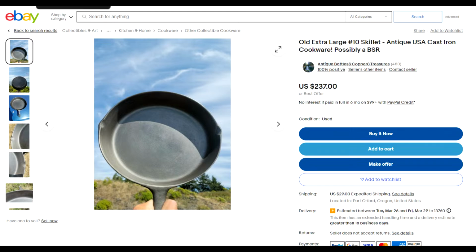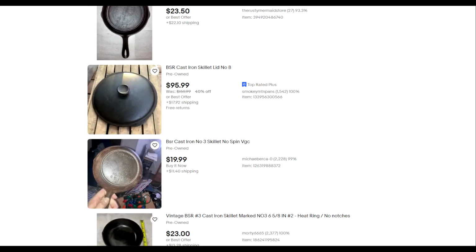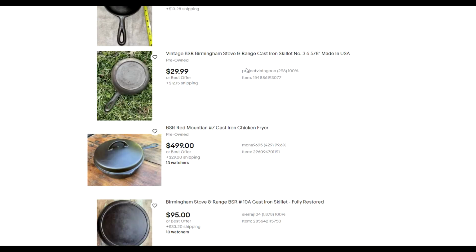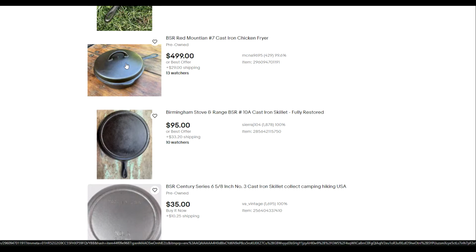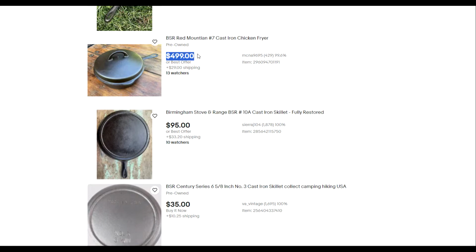Anyway, we've seen some interesting things tonight. Like, here's another look, for instance, at this handwritten BSNR number 10. Yeah, that may be indeed very old. Unfortunately, this thing has a ridiculous price. And for that reason, I would not want to even try going for that. So, unfortunately, like it or not... Number 7, Red Mountain Chicken Fryer, $500. Okay, we're starting to get to some ridiculous prices here.